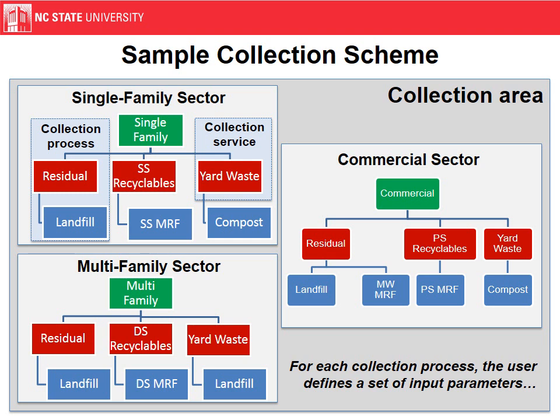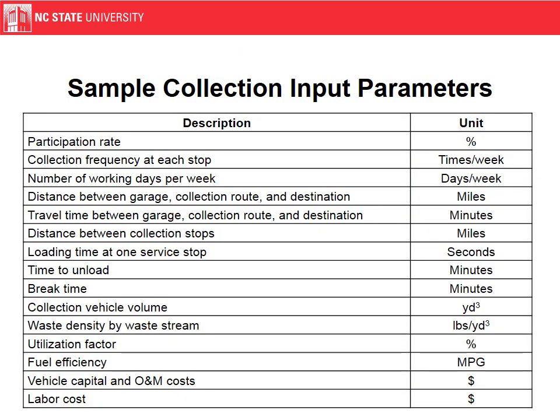So we've talked about the collection services and where each service can be taken, and the collection sectors. So now we're going to discuss inputs for each collection process, that is a collection service and a collection destination. The user is able to define a set of input parameters. So basically, going into the model, the user will have all of these input values with a set of defaults that we've provided in the model. But you can go in and review all the defaults and change them according to your own needs and to the system that you want to analyze.